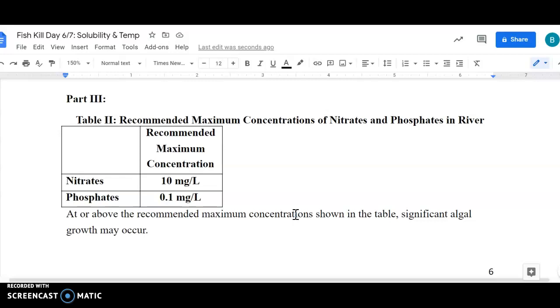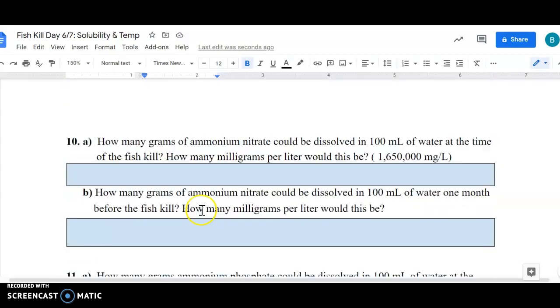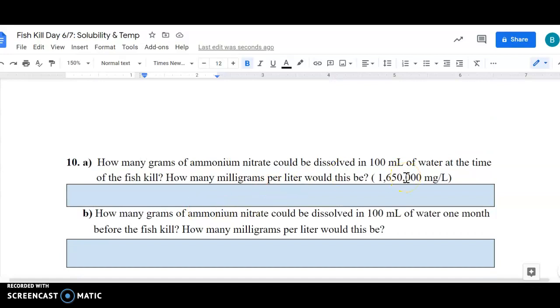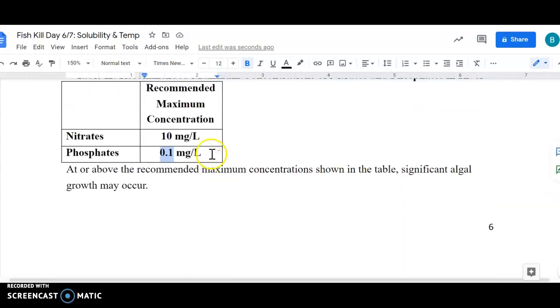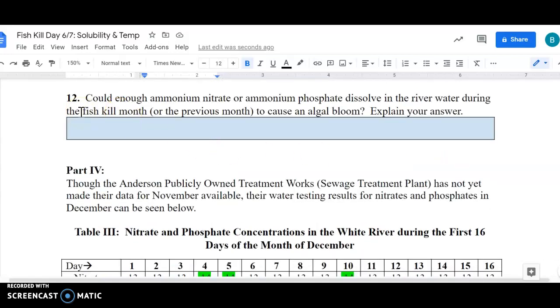Then you're going to compare those numbers here. Recommended maximum concentrations are 10 milligrams per liter and 0.1. For the first one, it's 1,650,000. Is that larger than the maximum or smaller? At or above this, the table shows significant algae growth. With that in mind, if we have 1 million versus 10, could enough ammonium nitrate or ammonium phosphate dissolve in the river during the fish kill and the previous months? Yes or no, and why?